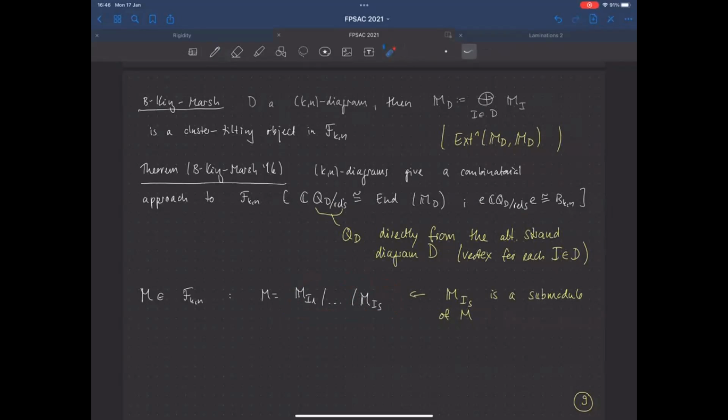So what we want to do in the last part is describe some of the small rank cases and show how we get root combinatorics out of these modules.